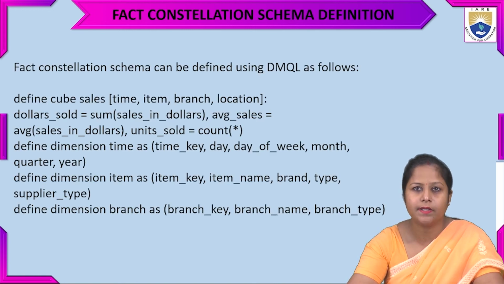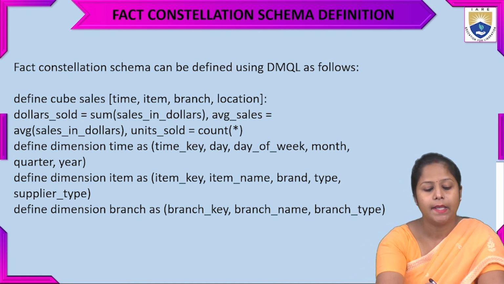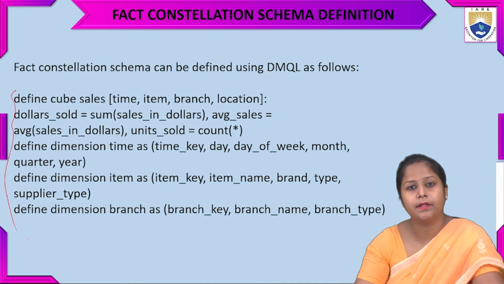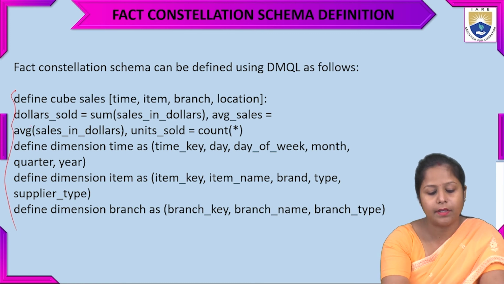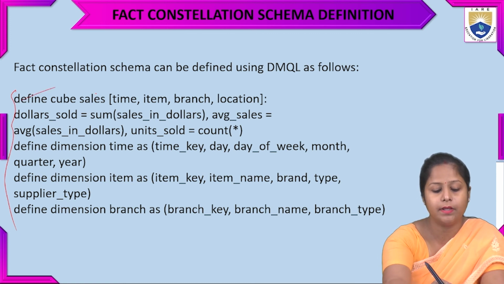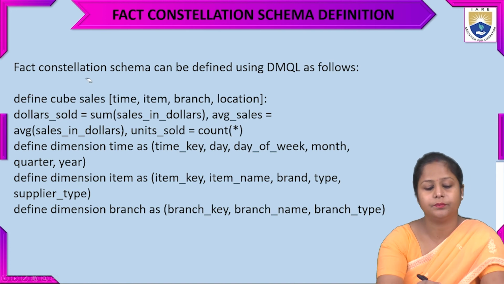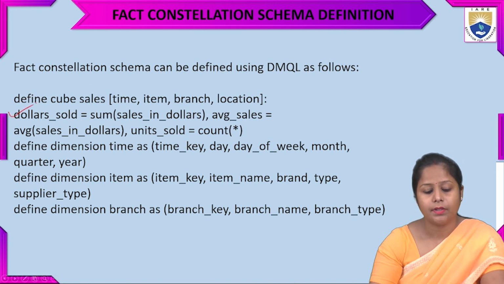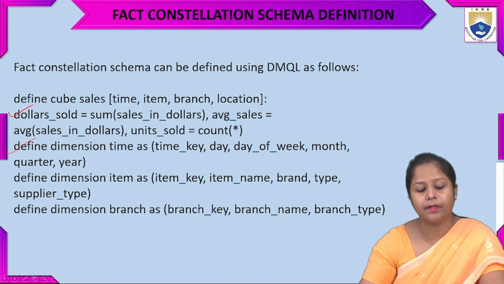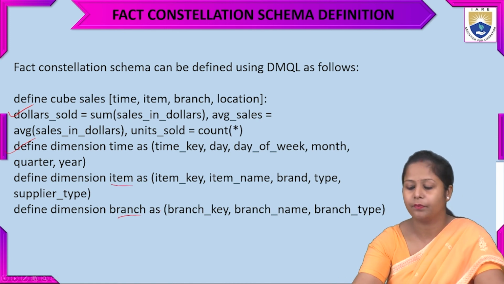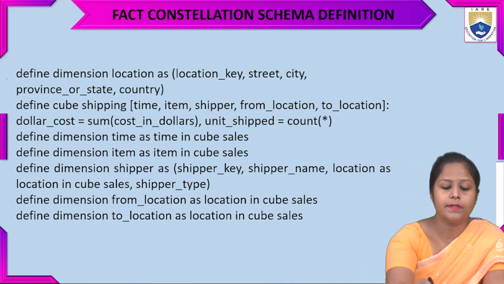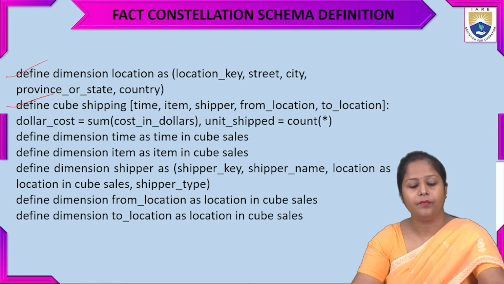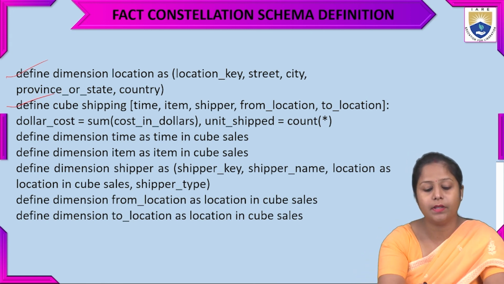For the fact constellation schema, the definition is there. In that, the different dimension tables are shared, so there is no need to write them again and again. The definition of fact tables will be there. Again, the different attributes will be introduced, and then that will define the dimensions time, item, and branch. And next will be the dimension location. That again will be the fact table cube, fact table shipping.